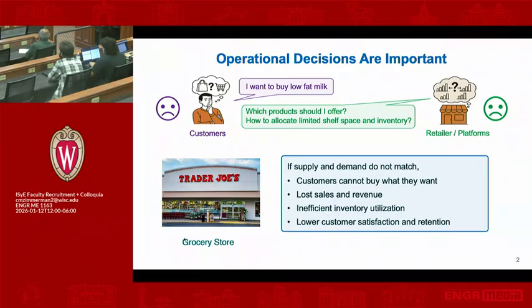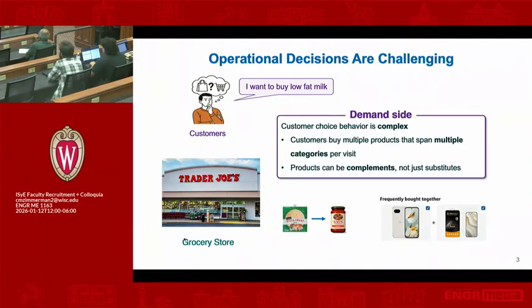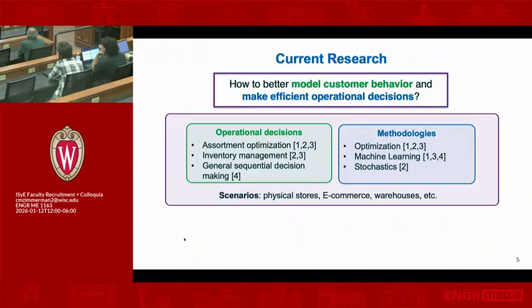However, doing so is not easy, and there are several fundamental challenges. In today's talk, I will focus on two of them. The first challenge comes from the demand side. Customer choices are complex and may span multiple categories. This means we couldn't optimize each category separately and expect to have the right operational decision. But if we consider the categories jointly, how to model it and optimize it for a larger space is a challenge.